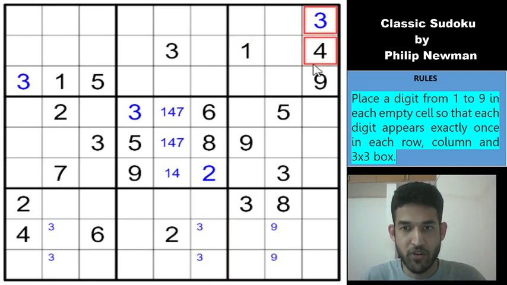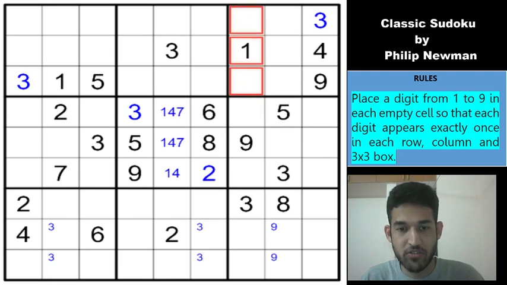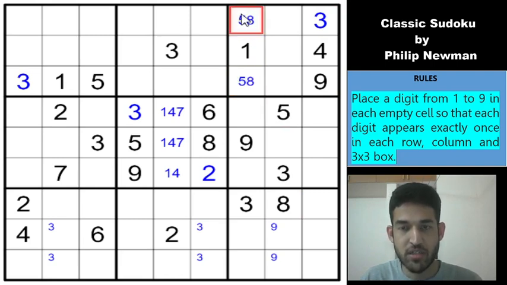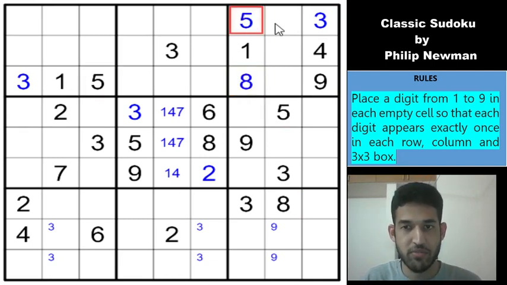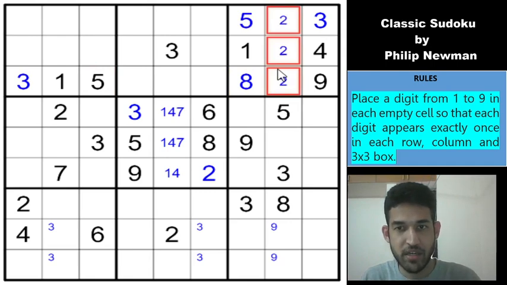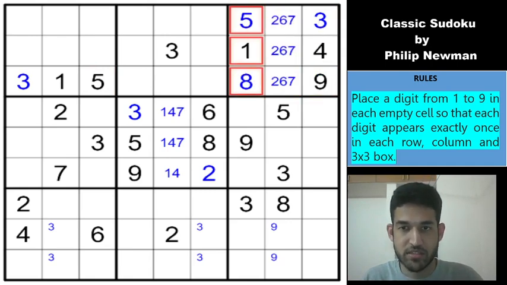Okay, 1, 3, 4 and 9 and 5 and 8 in column 8, right? Which means I can lock 5 and 8 into these 2 cells. So I get a locked pair here. And this 5 immediately resolves this 5-8 pair. So this would be 8 and this would be 5, which means that these 3 cells must be 2, 6 and 7 for the box.